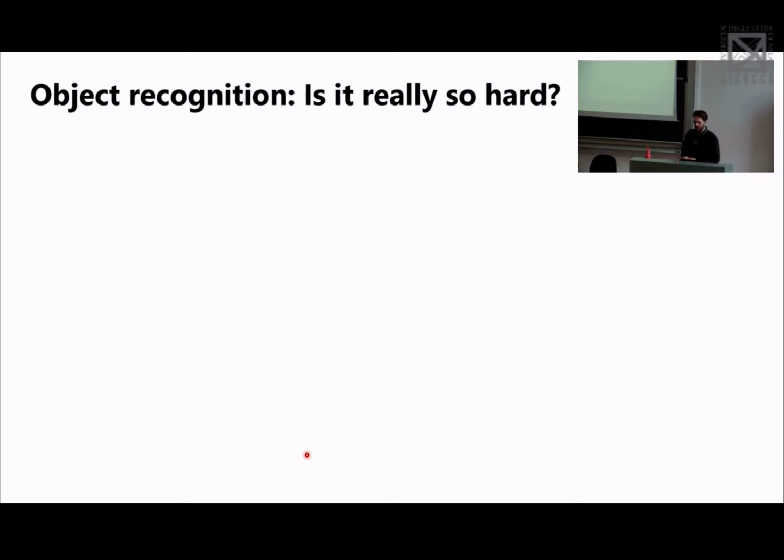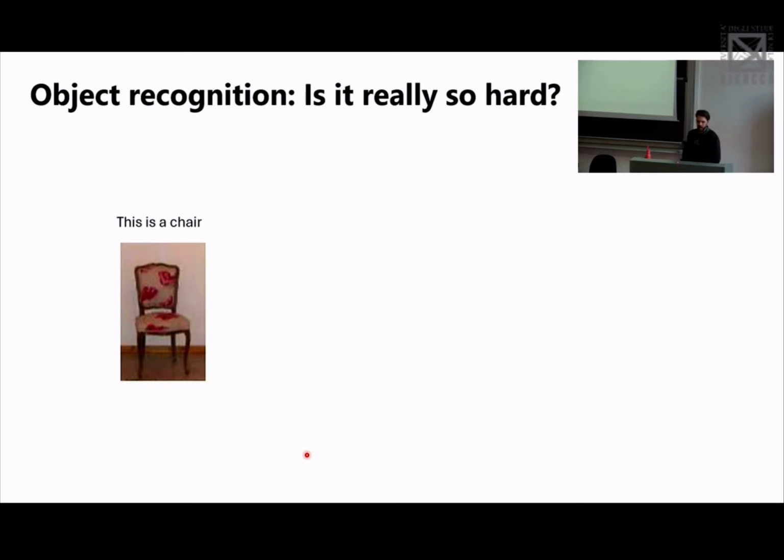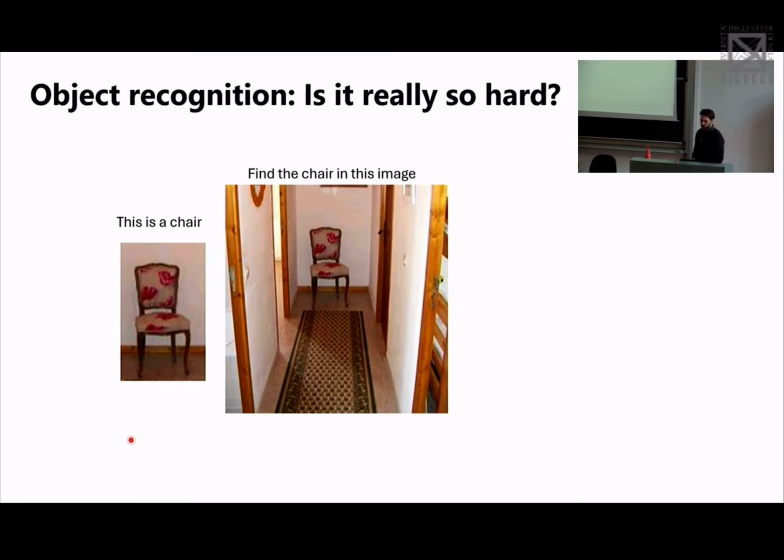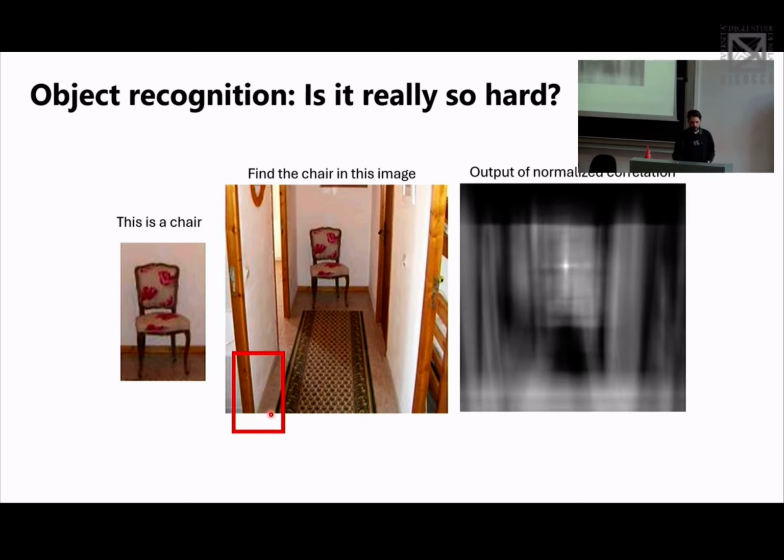Now, let's try to think, is it really so hard, and if so, why? Suppose that you have this image of a chair, and you are asked to find the chair in the image, that's this actual chair. You can take this patch, scan the image, compute a correlation, and you will not find a very high correlation except when the two overlap, and you might say, okay, I can do that.